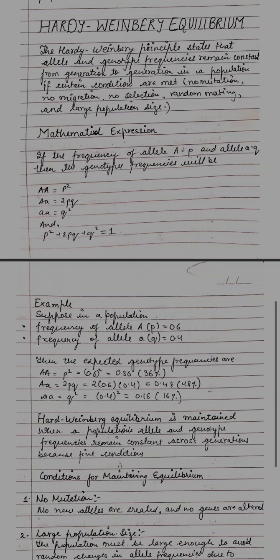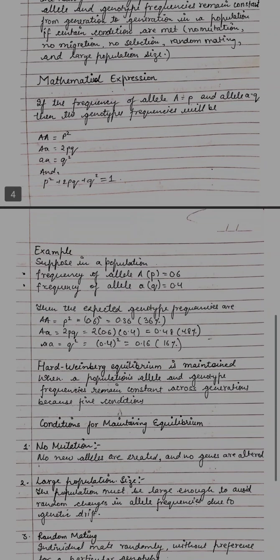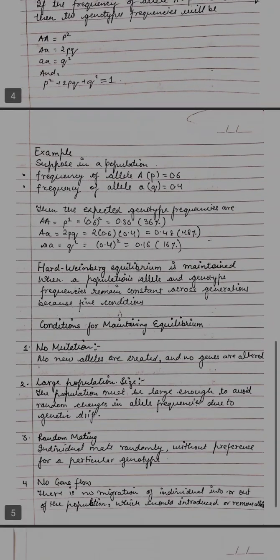Hardy-Weinberg equation. For a gene with two alleles, capital A and small a, P plus Q equals 1. Genotype frequencies: P square plus 2PQ plus Q square equals 1, where P square equals frequency of capital A capital A, 2PQ equals frequency of capital A small a, and Q square equals frequency of small a small a.